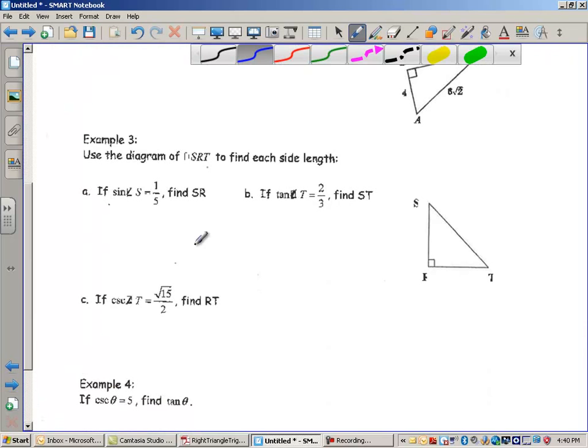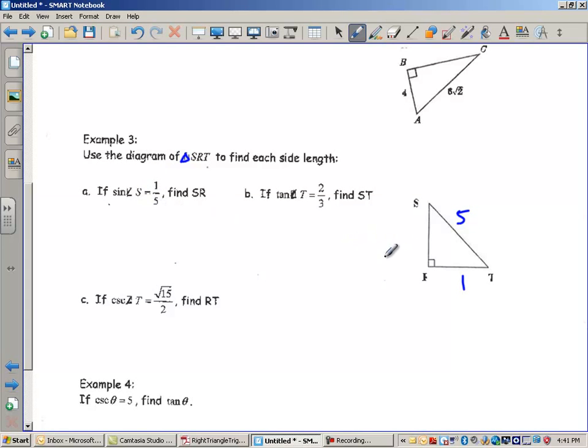Use the diagram of triangle SRT to find each side length. If the sine of angle S is 1/5, find SR. Now this gets a little tricky because this could have been simplified, but for now we have to assume that the side opposite angle S was 1 and the hypotenuse was 5. It could have been 2 over 10, so this is a little bit misleading. We just know it reduced down to 1/5.